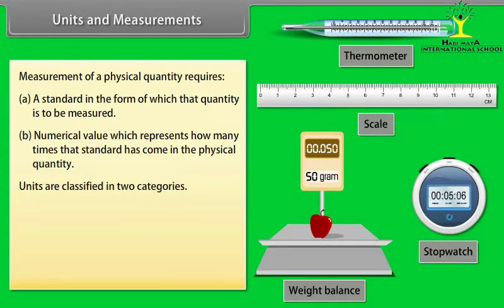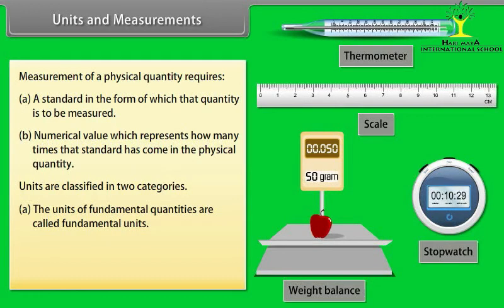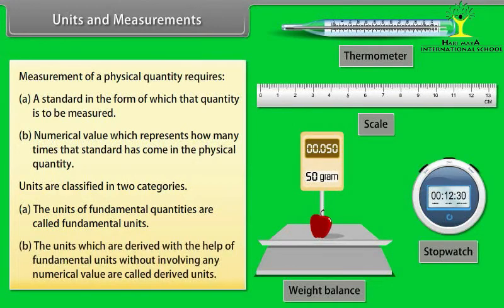Units are classified in two categories: A. Fundamental units and B. Derived units. A. The units of fundamental quantities are called fundamental units. B. The units which are derived with the help of fundamental units, without involving any numerical value, are called derived units.